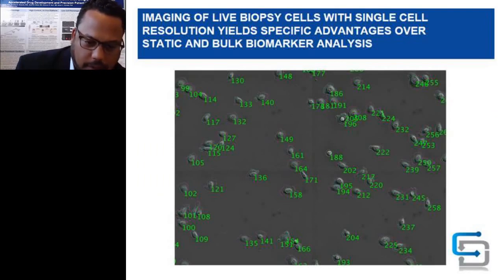Here's an example on slide 7 of the way that cells look within the platform or in the microscope. We have primary, actually an example is here's a primary biopsy of prostate cancer cells. Each cell is actually identified and tracked by the machine vision software. And then during that tracking, of course, biomarker measurements can be measured through the machine vision algorithms.